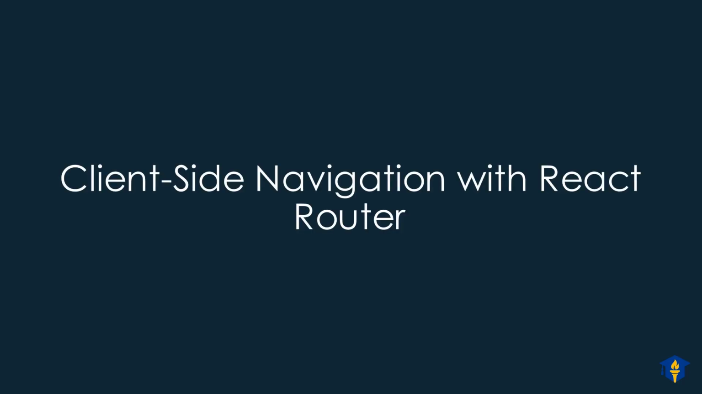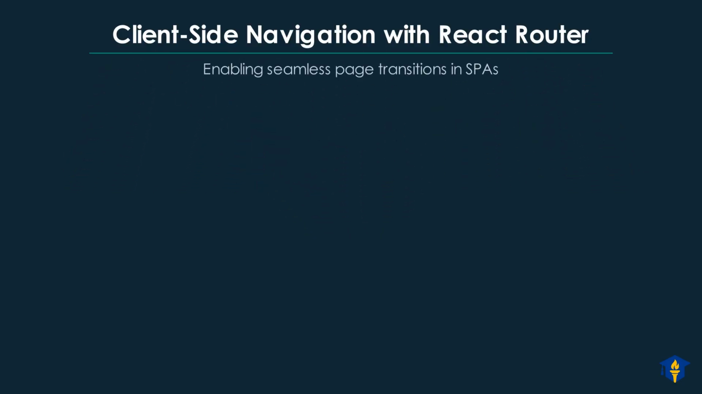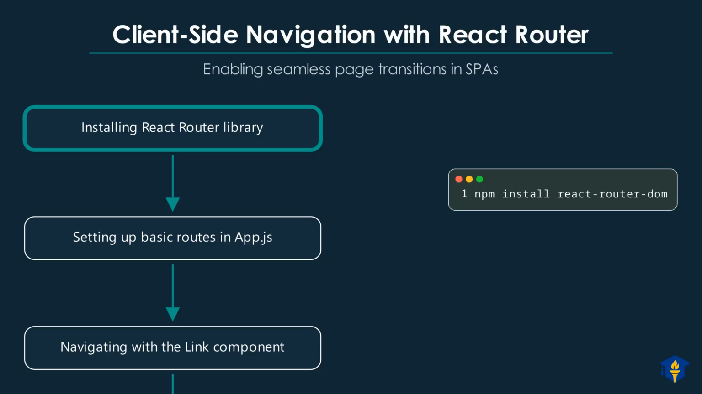We will explore client-side navigation with React Router, making your applications feel more responsive. React Router enables seamless page transitions in single-page applications, providing a smooth user experience. The first step is to install the necessary React Router library into your project. To install React Router, simply run the command npm install react-router-dom in your project directory.